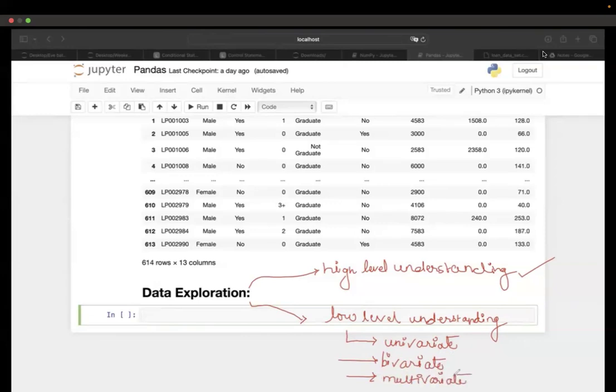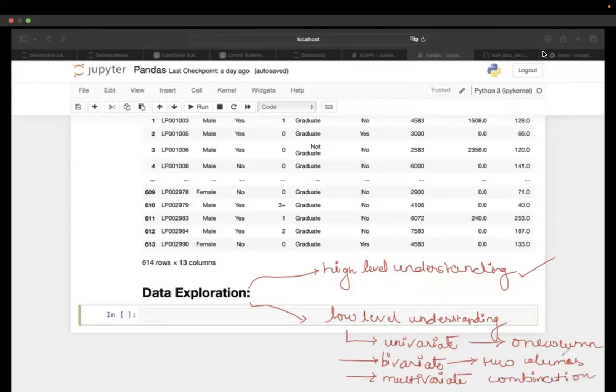When I say univariate, bivariate, and multivariate, basically what happens? Univariate says that we apply the command on a single column, one column at a time. When I'm talking about bivariate, we perform the commands on two columns at a time. Do you understand which two columns I'm talking about? Let me tell you later. Multivariate means a combination of different columns, two or more.